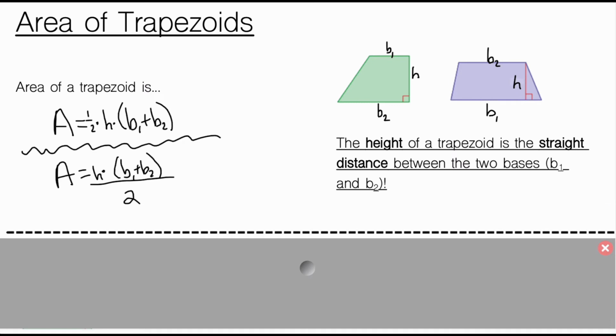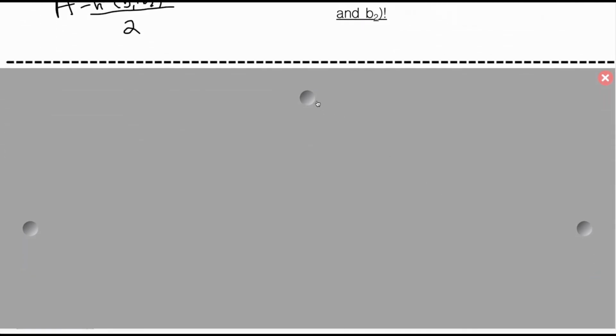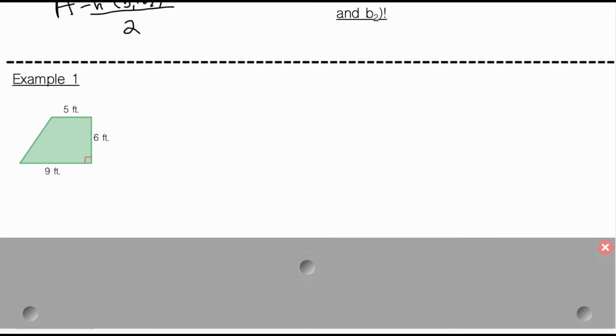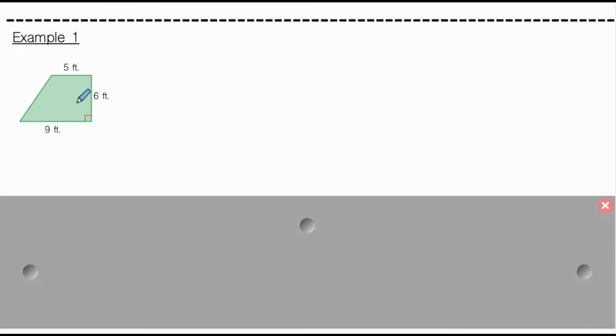Let's do some examples. It's always good to see stuff worked out. Here's that green trapezoid from above. I've given it some measures, and I'm also going to label these things. I'm going to call this B1, because why not? And this is B2. You could change that up. Why does it not matter? Because you're going to be adding the bases, and it doesn't matter which is B1 and B2, because in the end, you're just adding them together. And then 6 would be my height. So the formula is half of the height times the sum of the bases.